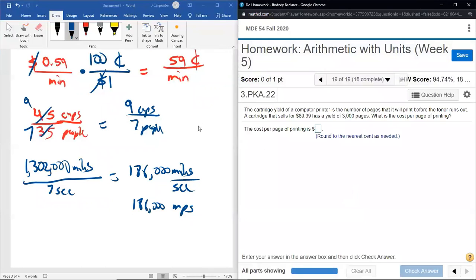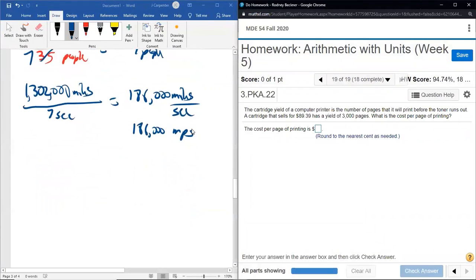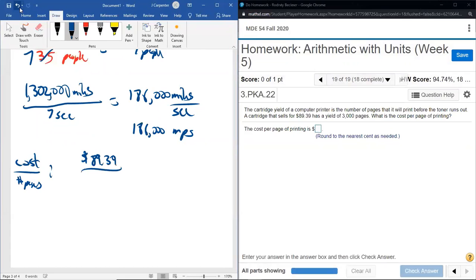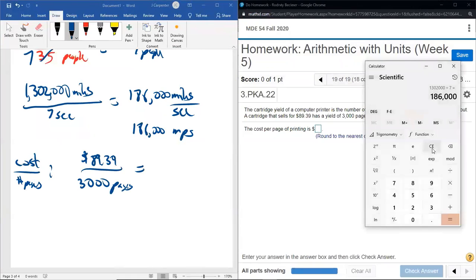All right, a cartridge yield of a computer printer is the number of pages that it'll print before the toner runs out. A cartridge that sells for $89.39 has a yield of 3,000 pages. What is the cost per page? Cost per page. Cost goes in the top, pages goes in the bottom. So our cost was the $89.39. The number of pages was the 3,000. We're using our words. We'll do our division with our handy dandy calculator.